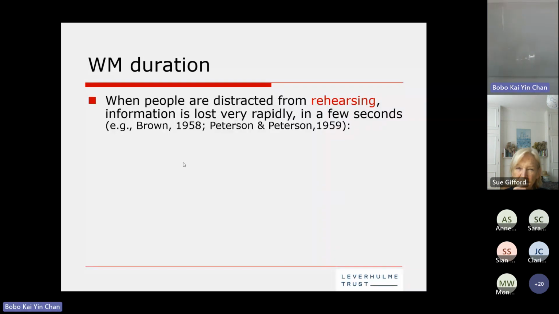But when people measure the duration of working memory, they actually exclude that rehearsal. If we are not allowed to rehearse, that information would be lost in a few seconds. There were some studies showing up to 20 seconds maximum, essentially; after that time it would be completely lost.